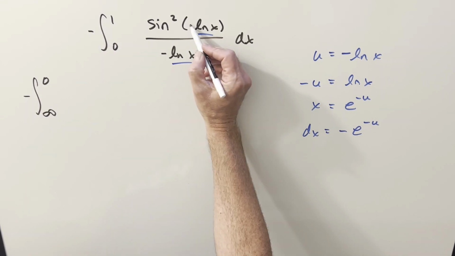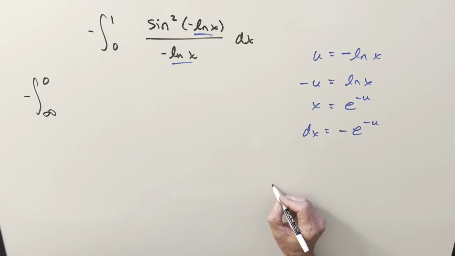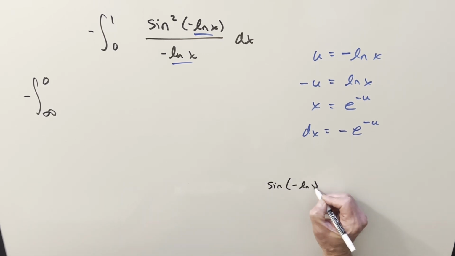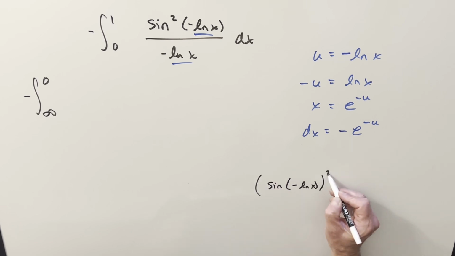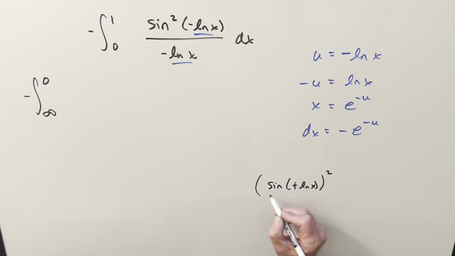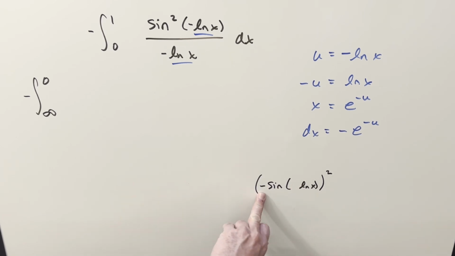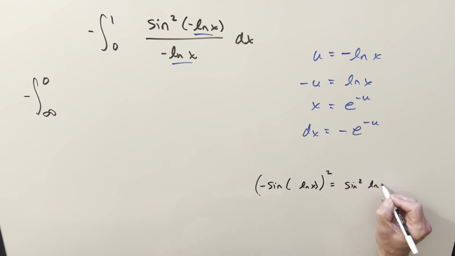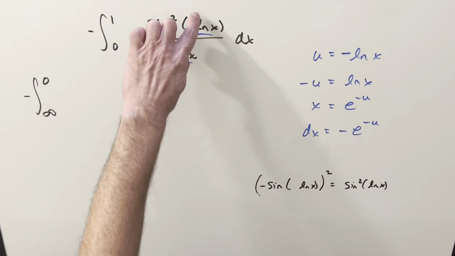And then notice I can do the same kind of thing in this numerator without changing it. If we look at sine of ln x, and this thing's all squared, I can take this minus sign out front because sine is an odd function. But when you square it, the minus sign goes away, and we just get back the original thing. So doing this doesn't change it.